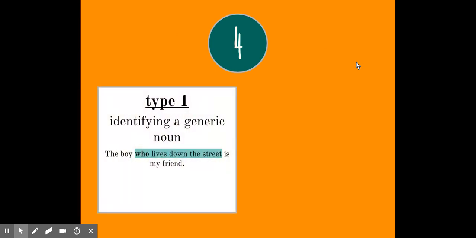Okay. Number 4. We use this in 2 different ways. The first way is to identify a generic noun, so something that is too open, too big, not specific. So the boy is my friend, right? Who is the boy? Right? There are many boys. Okay? Which one are we talking about? The boy who lives down the street is my friend. Right? We need this information to know what boy we're talking about.